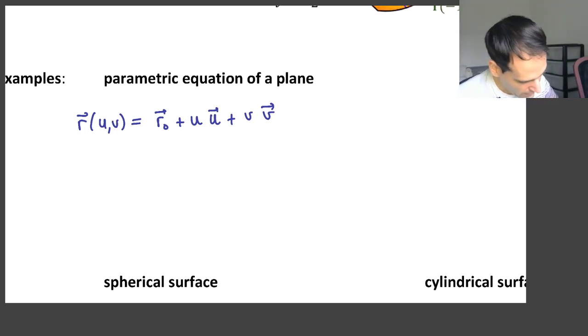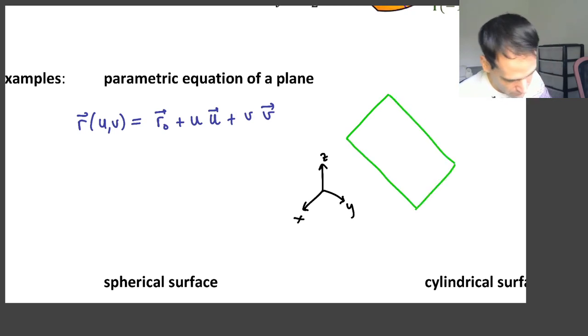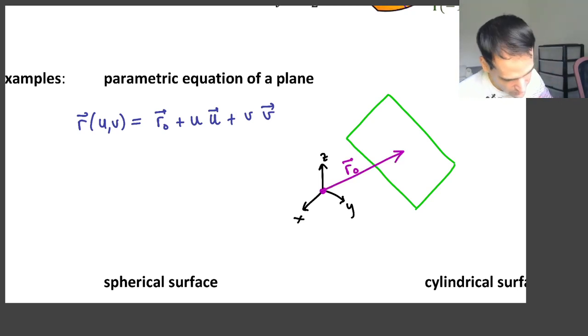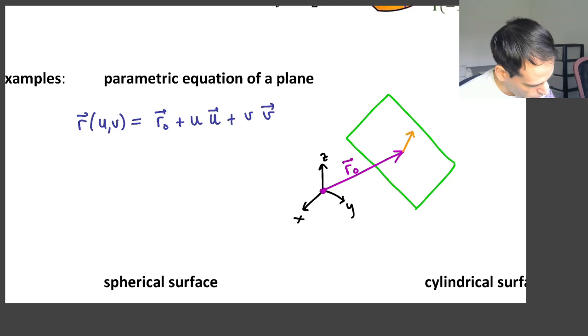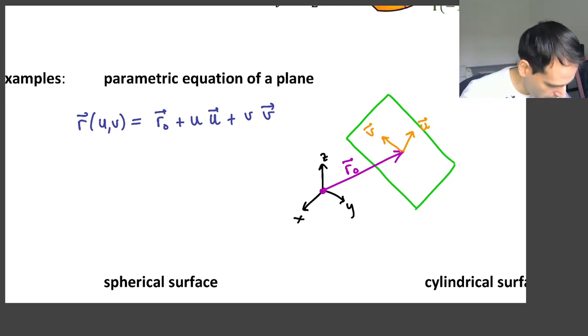And this created a plane where if I draw here the origin, and I draw here the plane, so we had a vector r0, and then we needed 2 vectors u and v, such that now we could draw this grid in this infinite plane here, right?